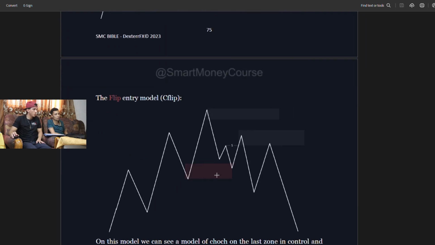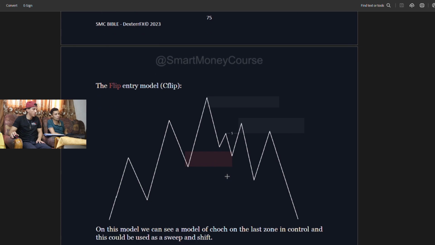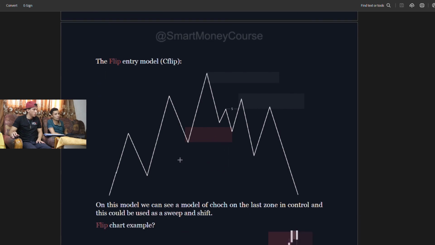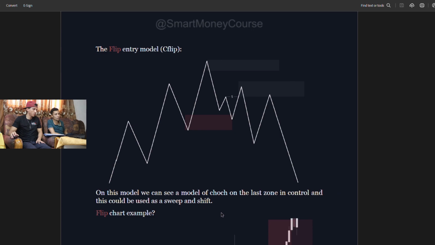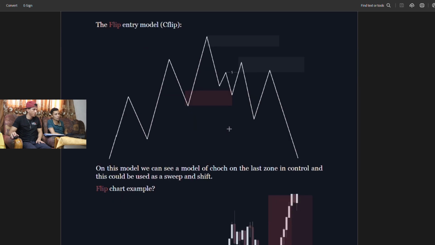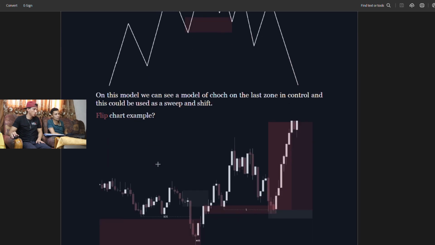The flip in the model, C flip. Okay, a C flip. On this model, we can see a model of change of character on the last zone in control, and this could be used as a sweep and shift. Okay, once again, flip chart example.